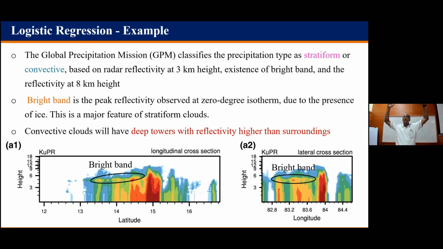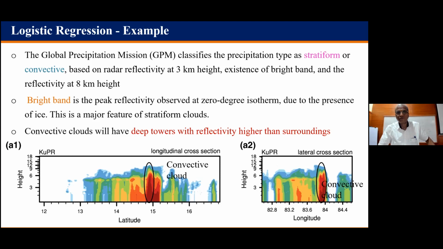Convective clouds have deep towers. When you fly in an airplane and they say fasten your seat belt, when you're riding through a cumulonimbus storm, you can see that it really shakes. Sometimes you have thick dark clouds which exist beyond 6, 8, 10 kilometers. That is a convective cloud. Convective cloud is indicated here.